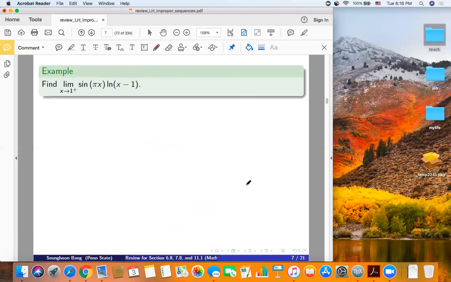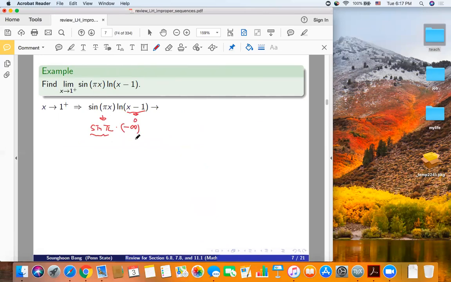The next one. You plug 1 into here, so what happens? So like this one. You plug 1, this value approaches sine of pi. Times, you plug 1, what happens with x minus 1? This approaches 0. What's ln of 0? ln of 0 is going to negative infinity.